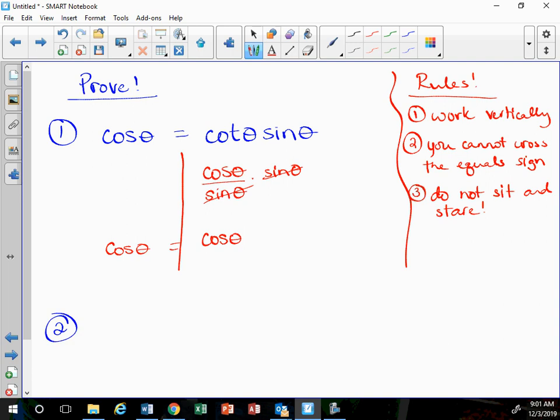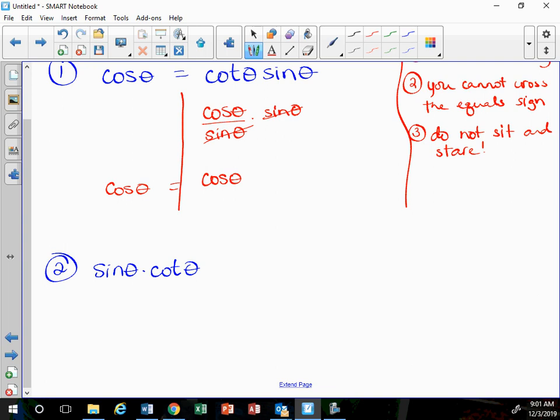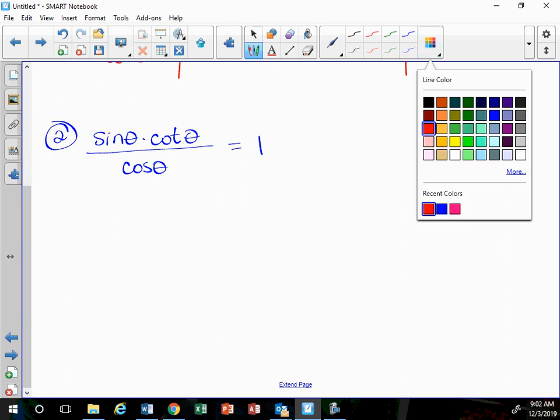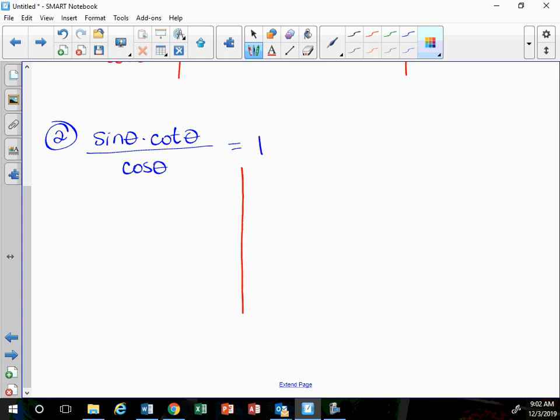Let's do sine of theta times cotangent of theta all over cosine of theta equals 1. You guys want to try it? Okay, try it, see how you do, talk to each other. Make sure you don't leave stuff out and have it reappear later in the problem.